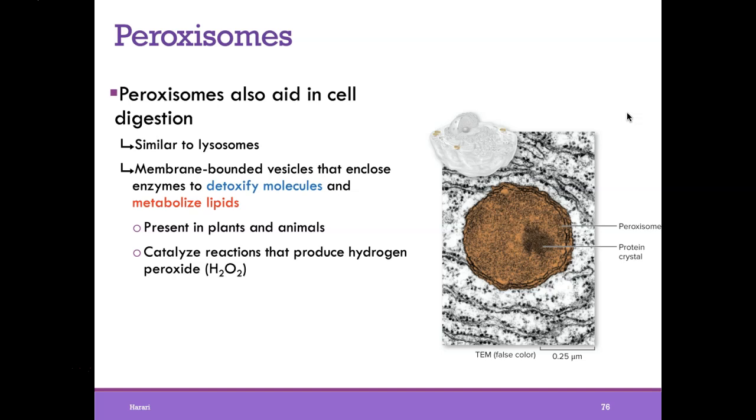They're called peroxisomes because the reaction produces hydrogen peroxide, which is actually a toxic substance. So peroxisomes also have an enzyme called catalase, which breaks down that toxic peroxide into harmless water and oxygen.